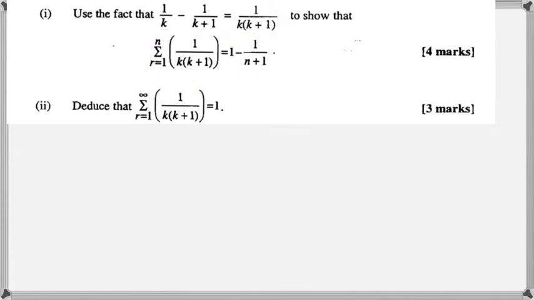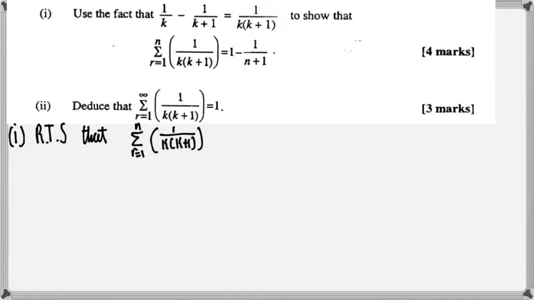So what we would need to do, right? Remember, this is a question asking us to show. So anytime they're asking us to show something, I like to write down exactly what it is they're asking us to show so that I know what it is I'm working towards. So I would say RTS, required to show that, and we write down what it is we want to show. The next thing, I would look at this side here. I would just put down this here. So let's show it here.